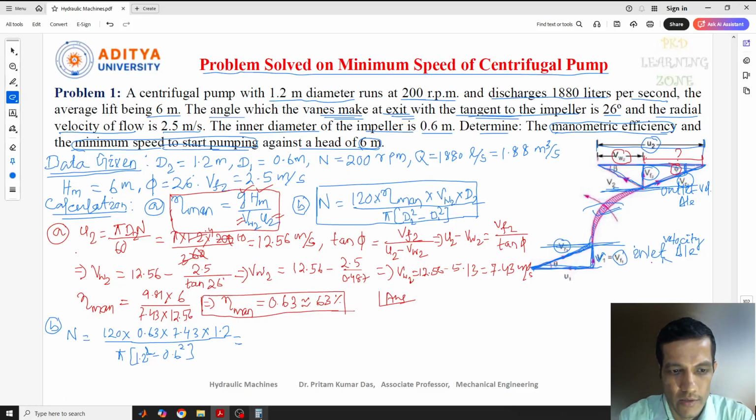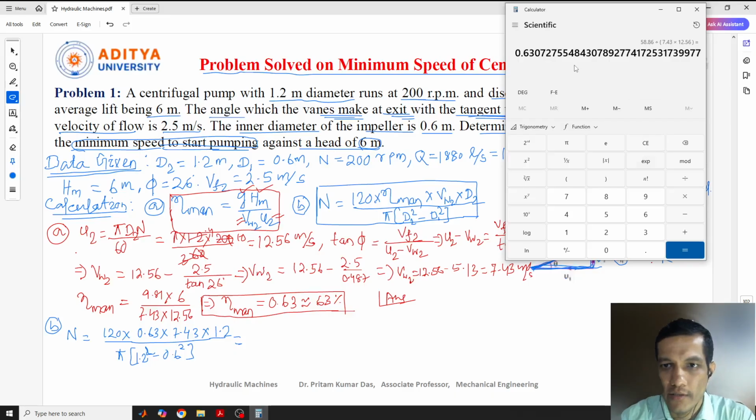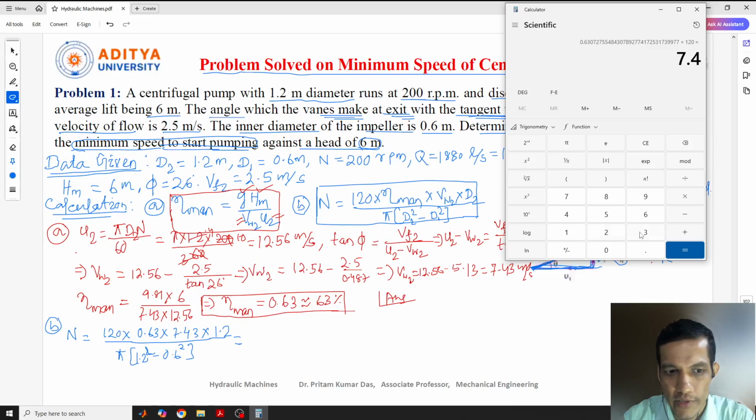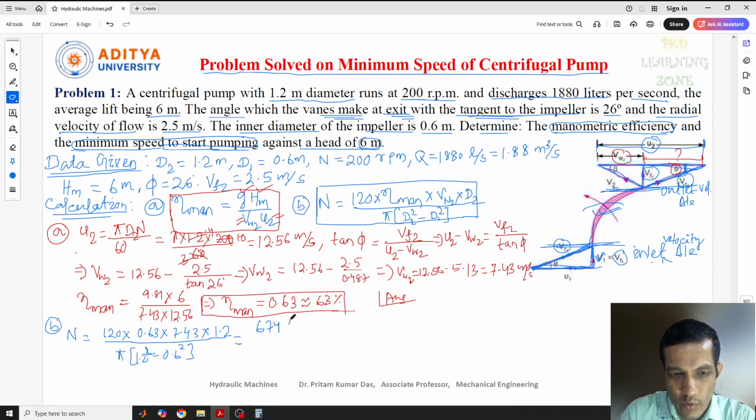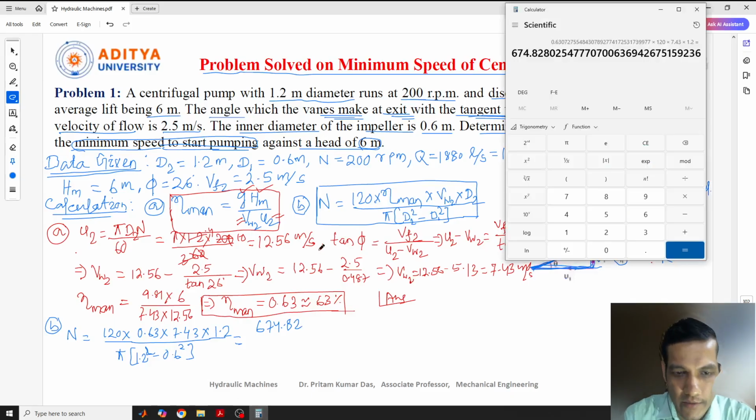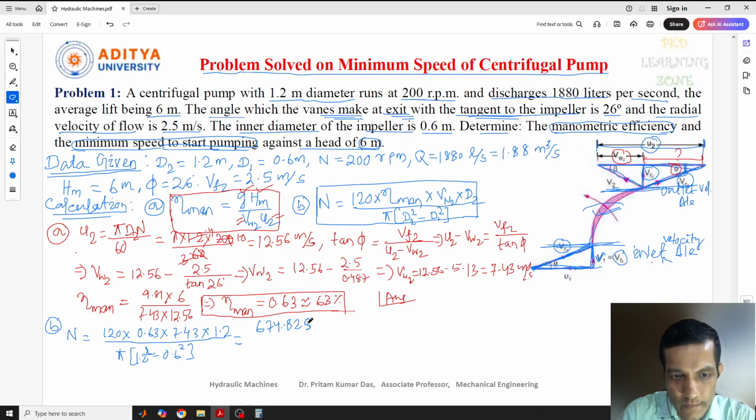Let's solve it. Yeah, this is the value already there. So multiply 120 into 7.43 into 1.2, which is 674.828. Okay, and divided by this total value, pi into 1.2 square minus 0.6 square.